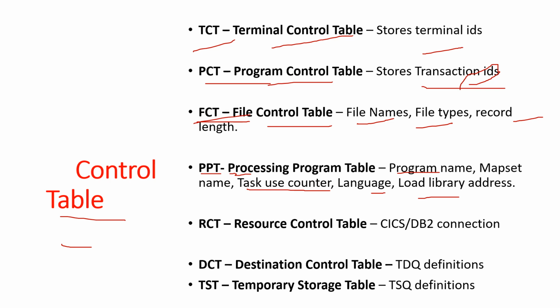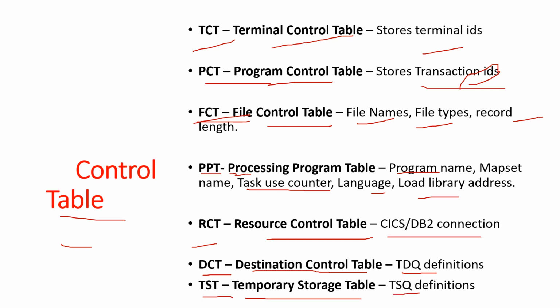So next one is the RCT. RCT is the resource control table. It is used for the CICS DB2 connection. And next is the DCT. DCT is the destination control table. It is used to define the TDQ. And last is the TST. TST stands for temporary storage table and it is used to define TSQ.